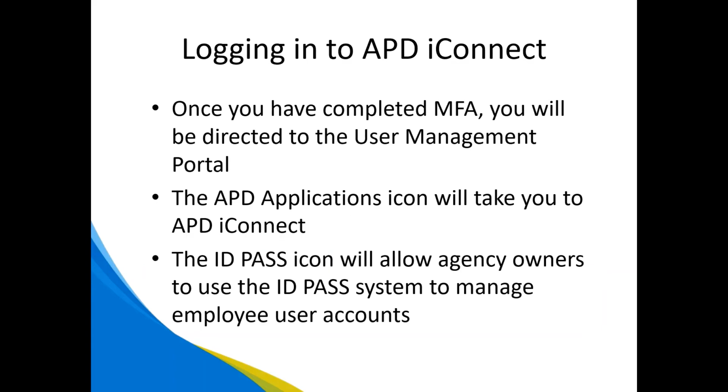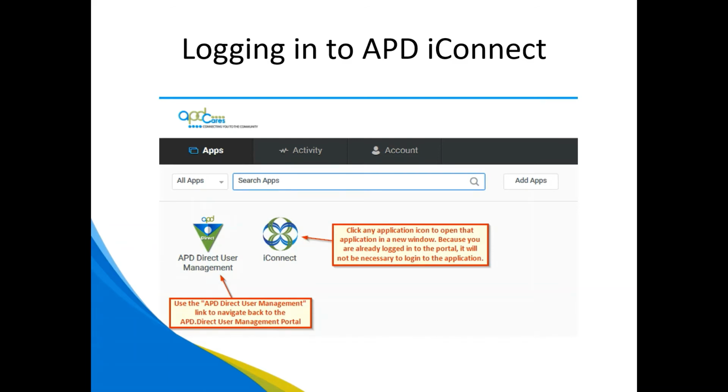Once you've completed multi-factor authentication, you will then be directed to the User Management Portal. The APD Applications icon will take you to APD iConnect, and the ID Pass icon will allow agency owners to use the ID Pass system to manage employee user accounts. Inside the APD Applications portal, you will see icons for any applications that you're authorized to access, such as APD iConnect. Clicking on the icon will open the application in a new window. You will not have to log in again because you've already logged in through the portal.